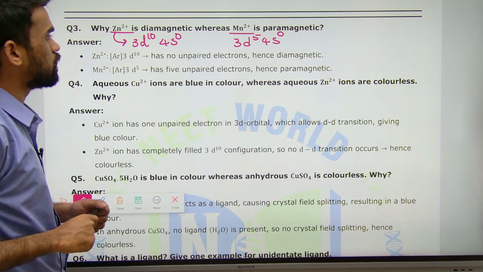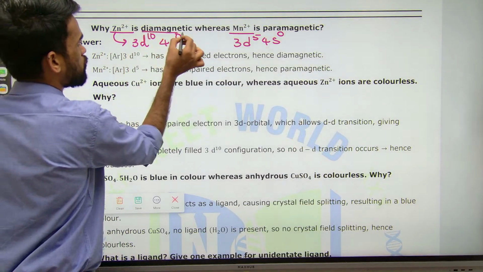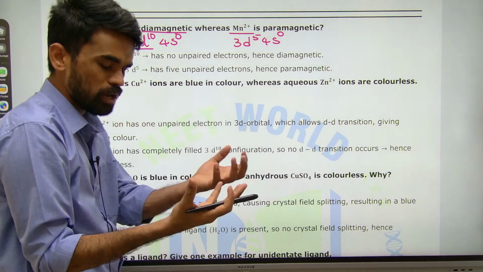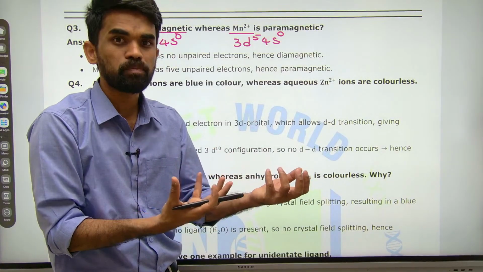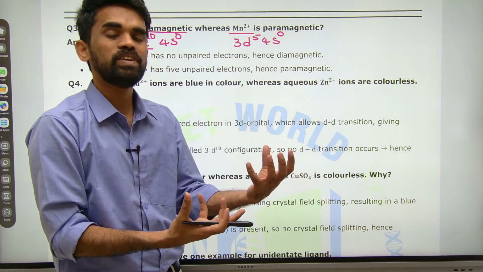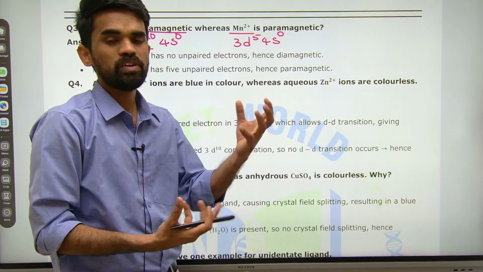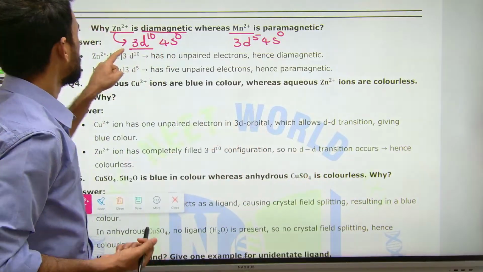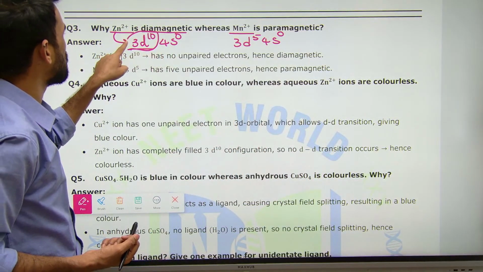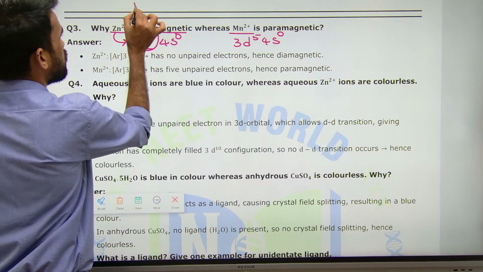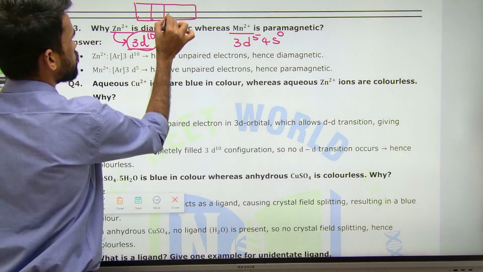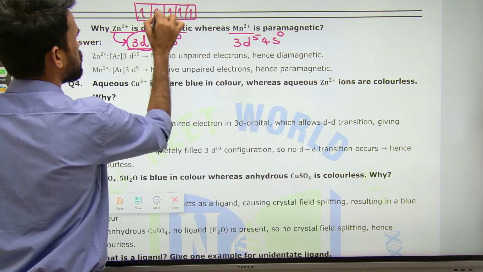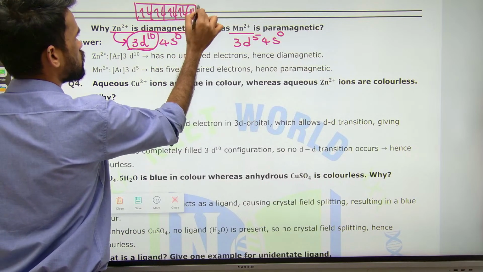Now what is the question they are asking? Zn+2 is diamagnetic. Why is it diamagnetic? See, how can we identify diamagnetic and paramagnetic? If there are any unpaired electrons in their orbitals, then we can say it is paramagnetic. If there are no unpaired electrons in their orbitals, then you can say it is diamagnetic. Here all electrons are filled, no unpaired electron is present in zinc. Because there are 5 d orbitals, there are 10 electrons. Each orbital contains 2 electrons like this. See, all electrons get paired up.